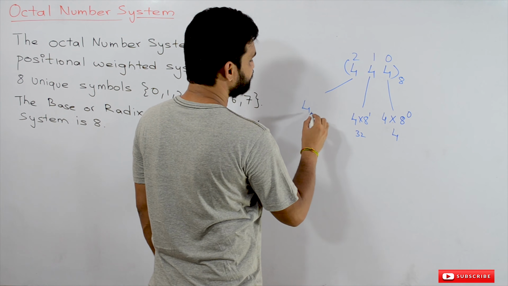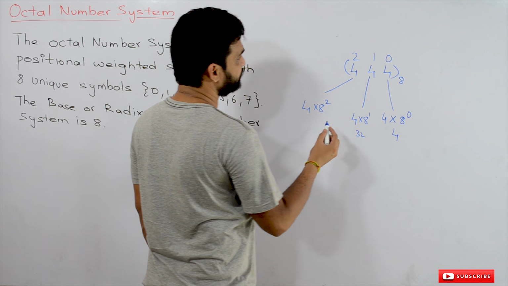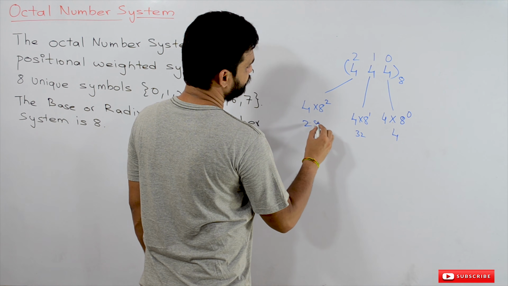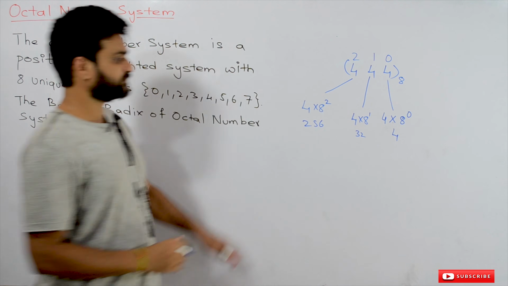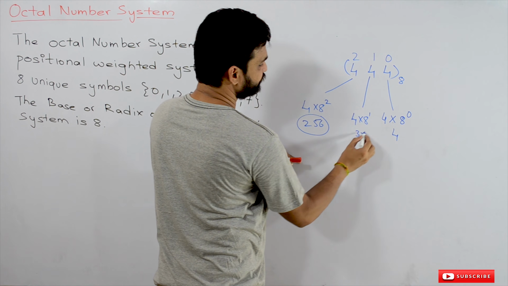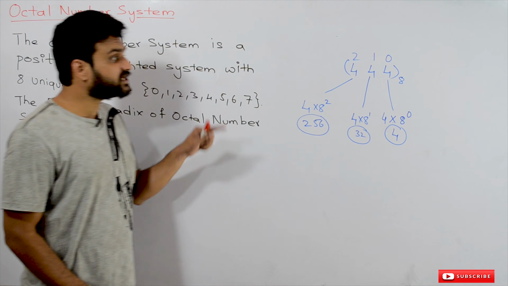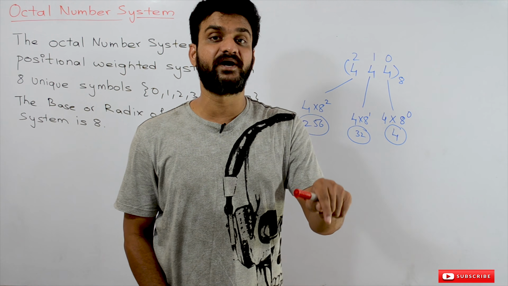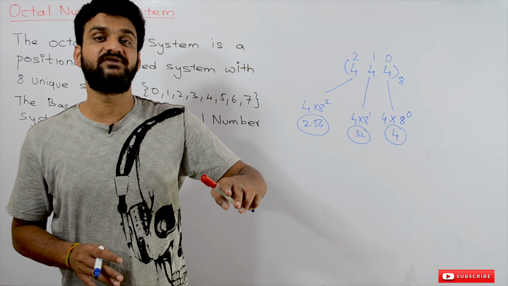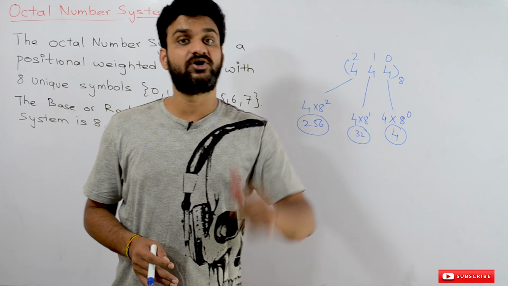Similarly, what is the value of this number? 4 into 8 power 2. 8 power 2 is 64. 64 into 4 means 256. So the value of this 4 is 256 and the value of this 4 is 32 and the value of this 4 is 4. So this is how we can find the positional weight of a number in the octal number system, and the value of each number in the octal number system will be varying, and it is based upon the position of the number.